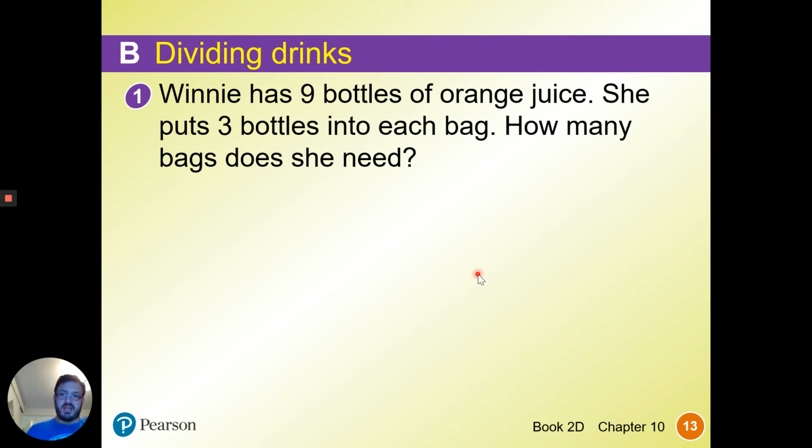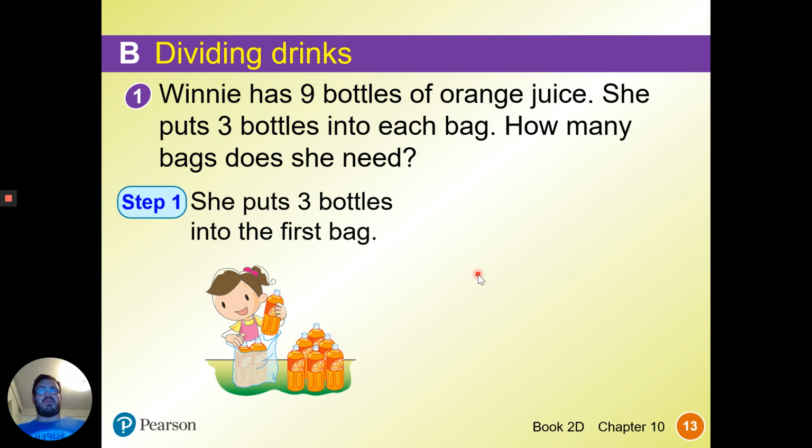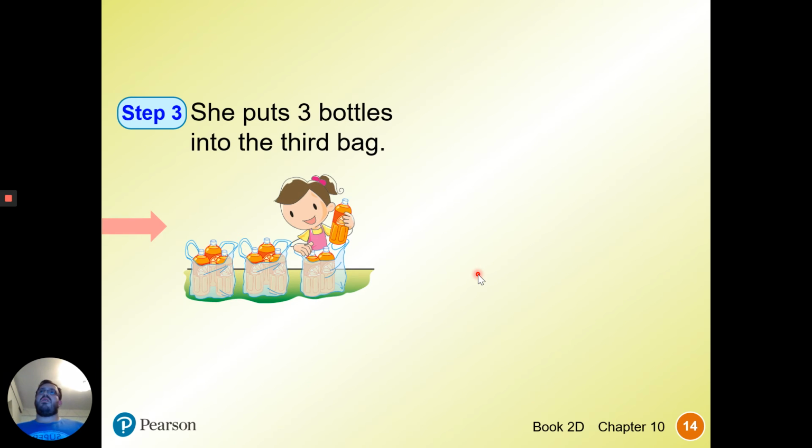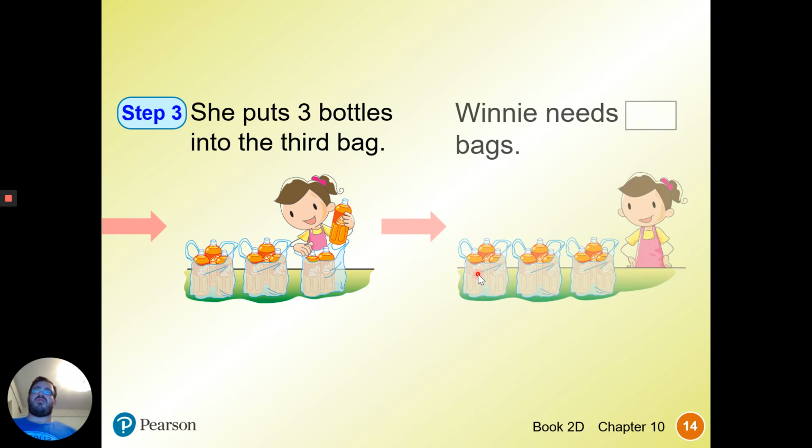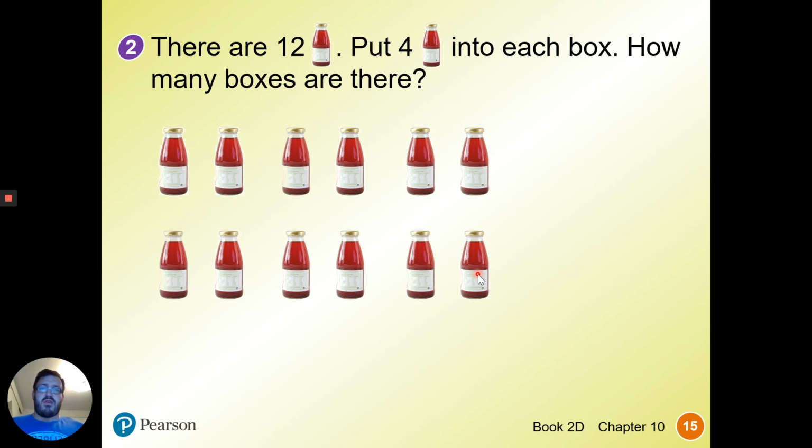But let's look at dividing drinks. Winnie has 9 bottles of orange juice. She puts 3 bottles into each bag. How many bags does she need? She puts 3 bottles into the first bag. She puts 3 bottles into the second bag. She puts 3 bottles into the third bag. Winnie needs 3 bags.